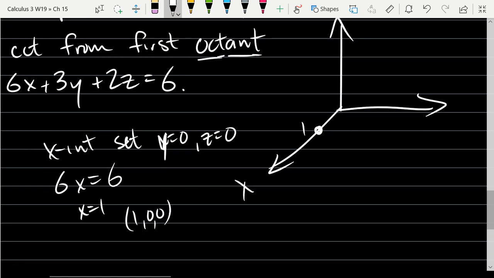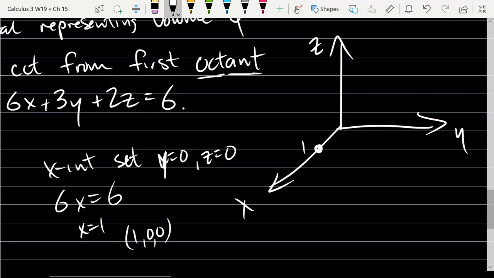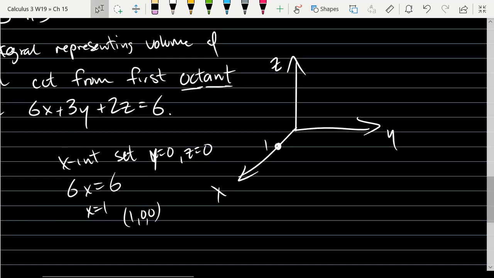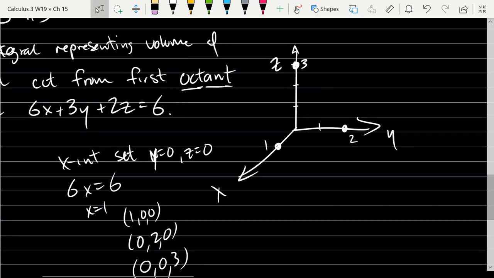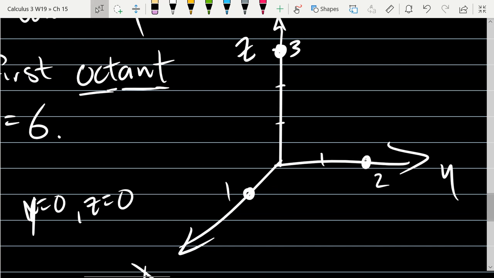All right, find the other 2 intercepts right now. Find the y and the z. So you got 1 for x, 2 for y, 3 for z.